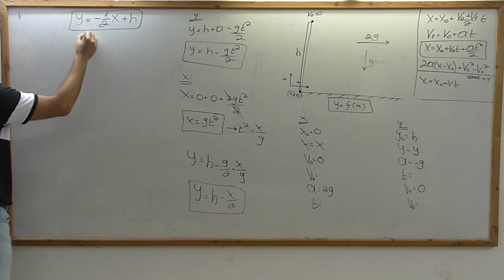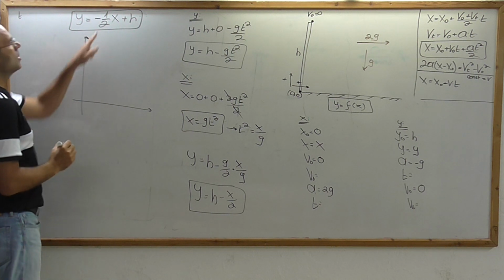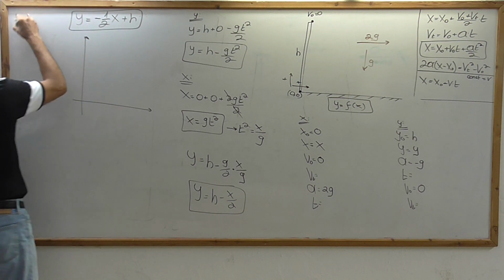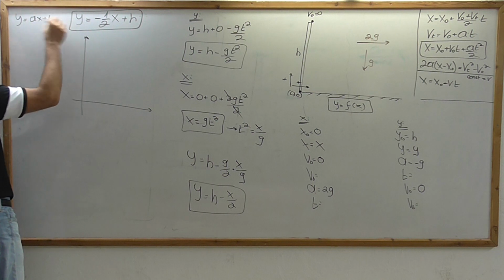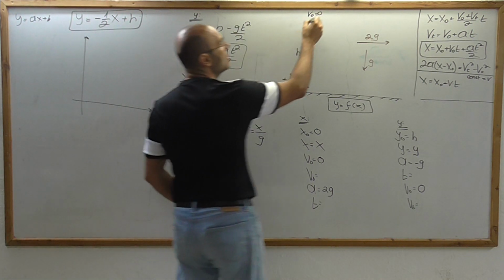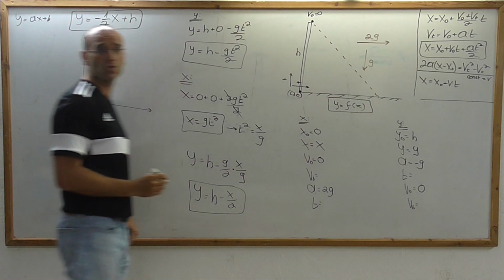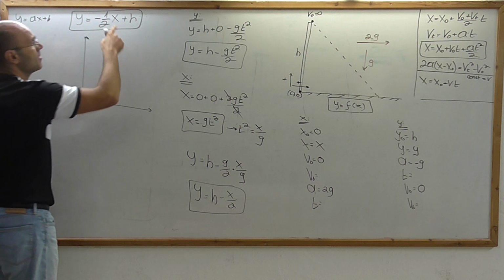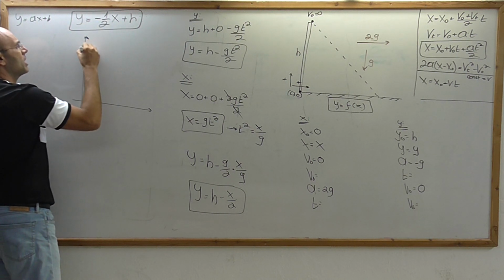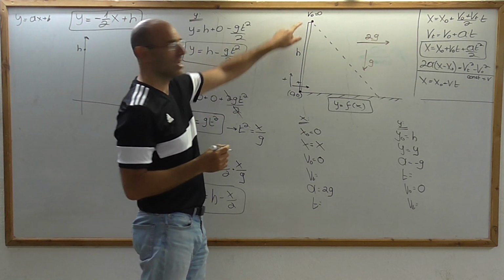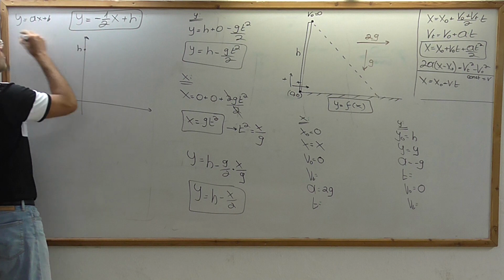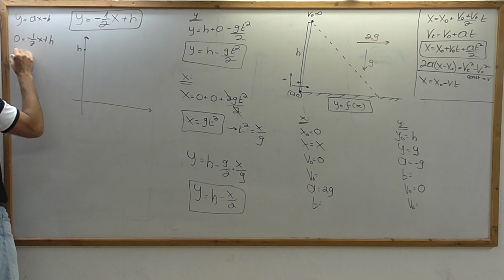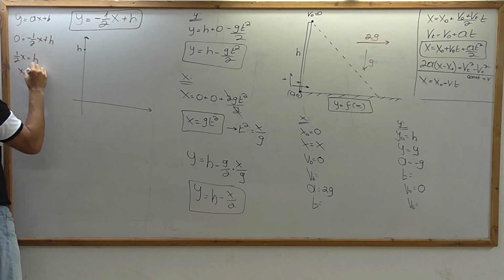So what's our conclusion here? This path is a straight line. It's like y equals ax plus b. So the ball will go like that, in a straight line, not a parabola. If I want to know exactly how to draw this line, it's easy. When x equals 0, y equals h, which is obvious. When y is 0, let's just find the x: half x equals h, x equals 2h.